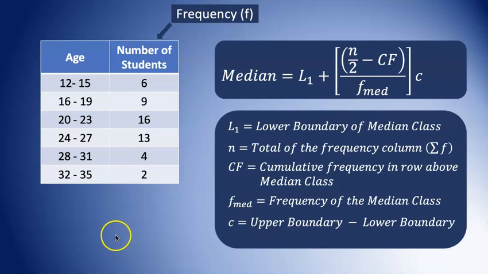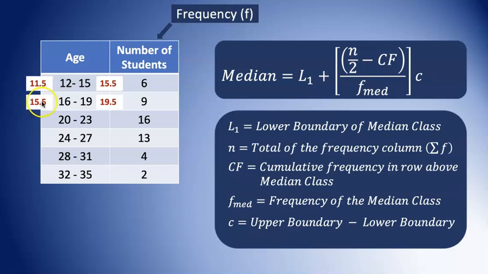So let's talk about the boundaries. Each class has limits, 12, 15, 16, 19, upper and lower limits. But the boundaries are separate and apart from the limits. For example, the lower boundary for the first class is 11.5 and the upper boundary is 15.5. Similarly, the lower boundary for the second class is 15.5 and the upper boundary is 19.5.